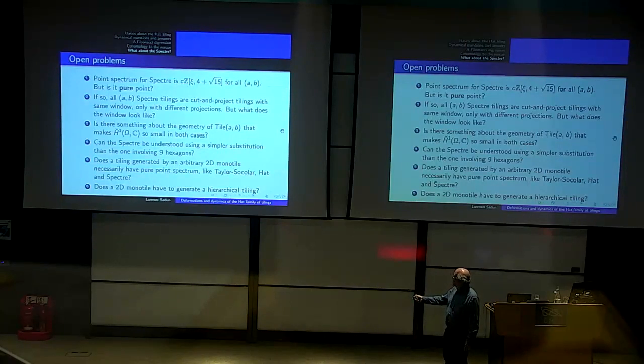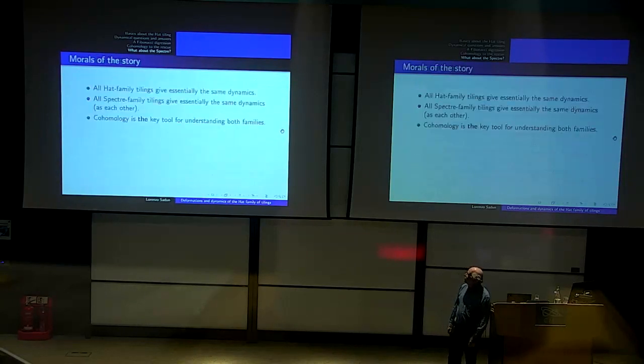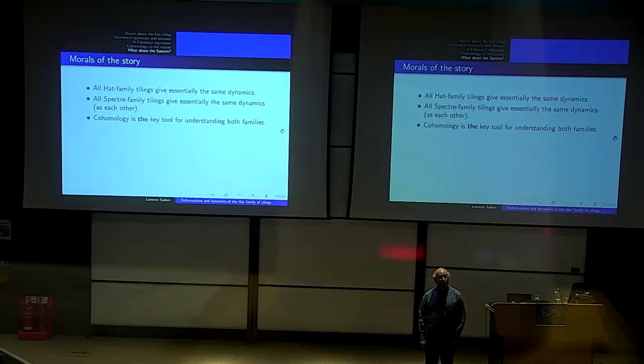And if you have a monotile, does it have to generate something hierarchical? Well, all the examples so far do. Does it always? We don't know. So, morals of the story. All Hat family tilings are basically the same. All Spectre family tilings are basically the same as each other, not the same as the Hat.